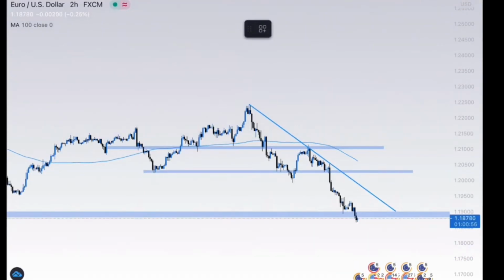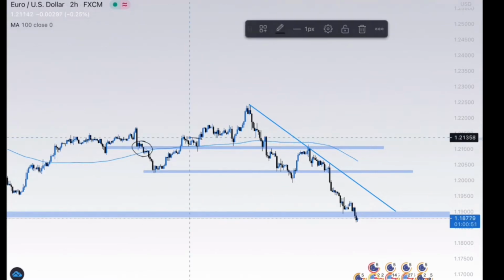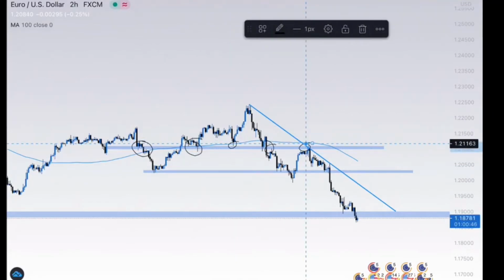So as you guys can see, we have a nice little area of support and resistance here, here, here, here, and here. So now what this means is this is a very strong area of support and resistance. The more touches a line or an area has, the stronger the support and resistance.